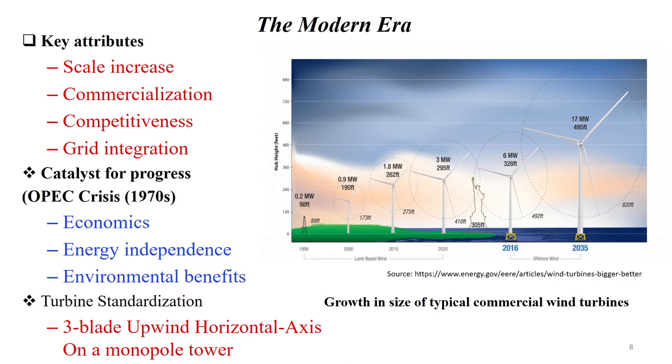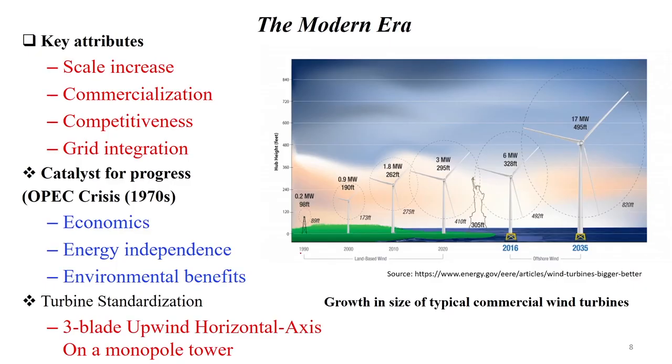In the modern era, we are increasing the size of wind turbines. As you can see, in the 1990s it was very short, only 89 feet in height. Then in 2000, it was 173 feet. In 2010, it was 275 feet. Then in 2016, it was 328 feet. And it is expected that by 2035 it will be about 495 feet. So, you can see how the size of the wind turbine is increasing with time.